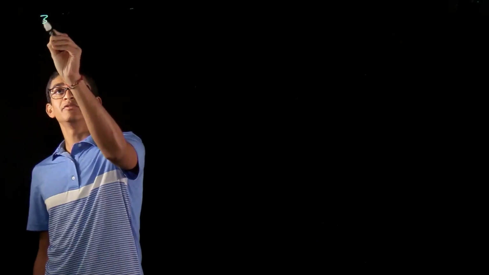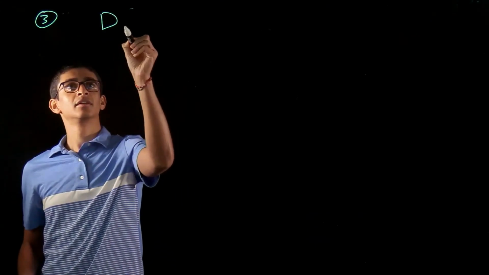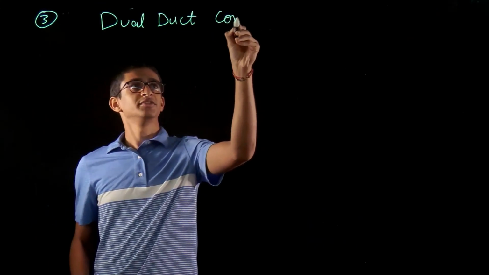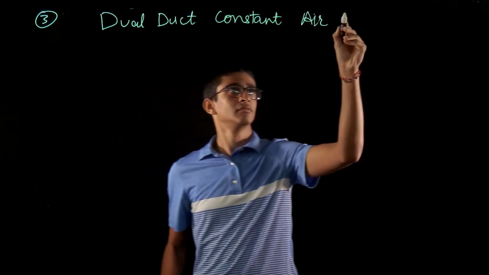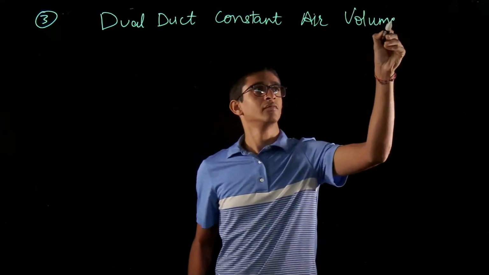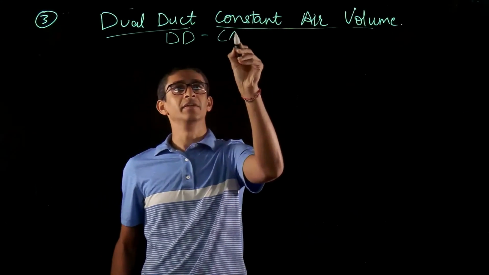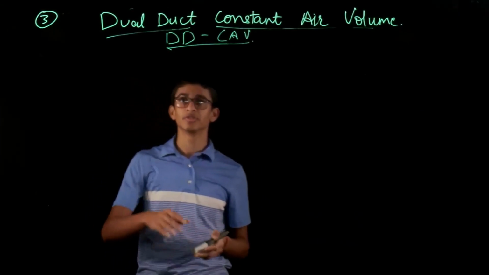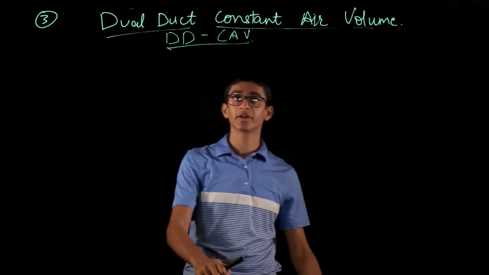Let's start with the third major AHU type. So this is the third type which I am discussing right now. The third type is the dual duct constant air volume. So I hope you understand this is DD and CAV, and this is how it would be noted in most research papers or textbooks. So you should understand that dual duct constant air volume means DDCAV, or DDCAV means dual duct constant air volume.